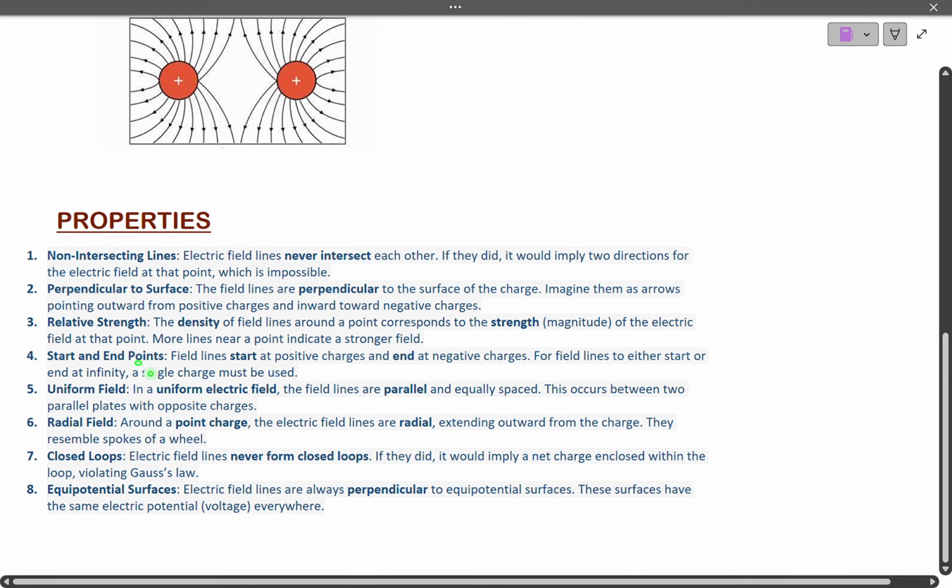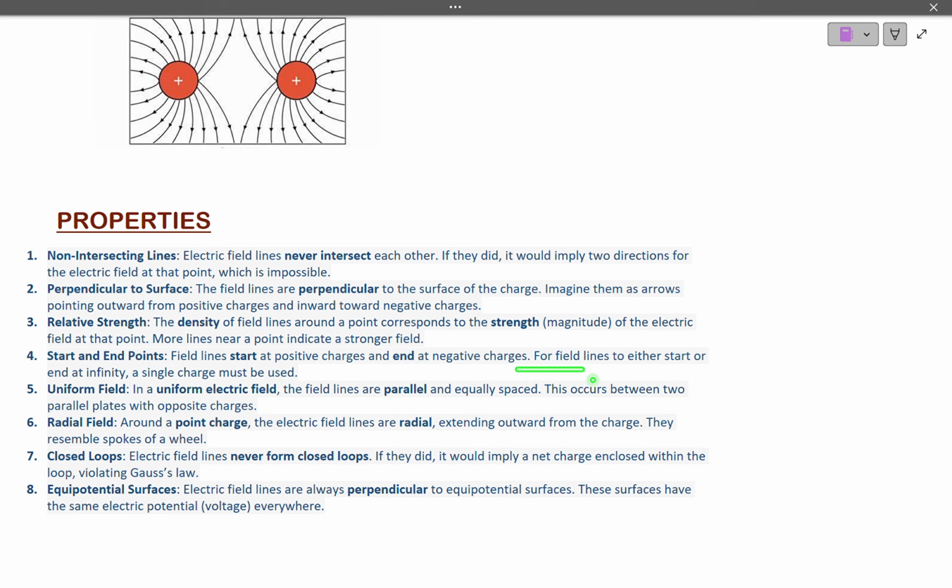Start and end points. Field lines start at positive charges and end at negative charges. For field lines to either start or end at infinity, a single charge must be used. Next property, uniform field. In a uniform electric field, the field lines are parallel and equally spaced. This occurs between two parallel plates with opposite charges.